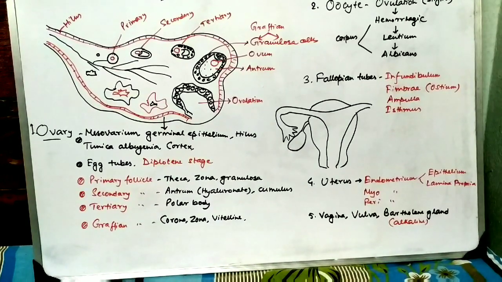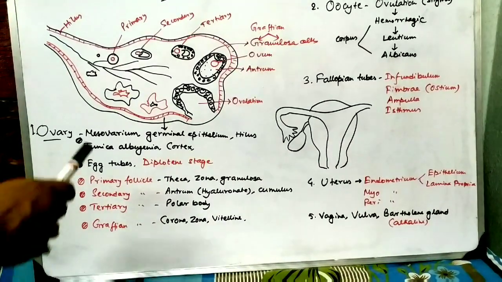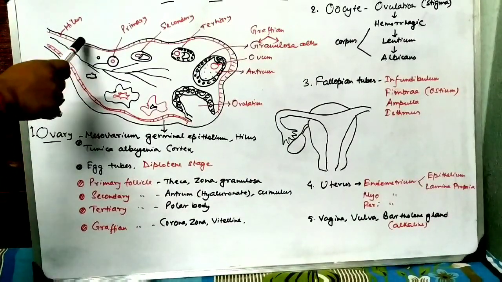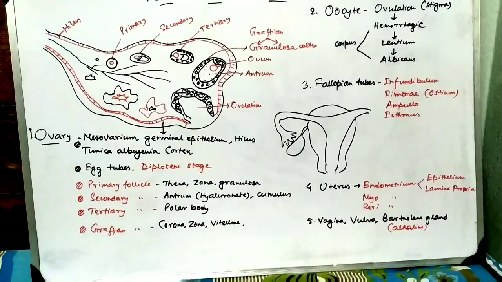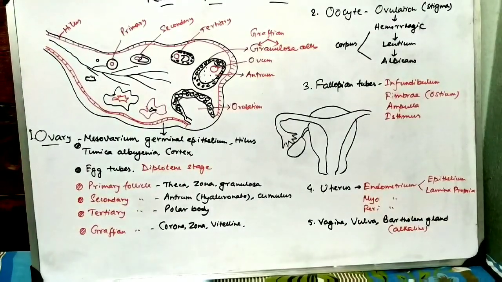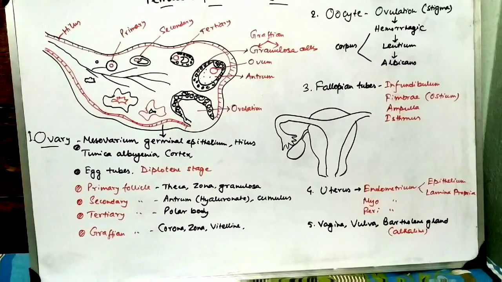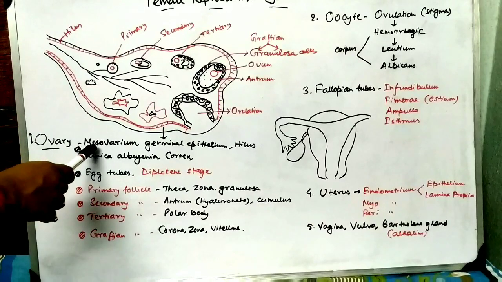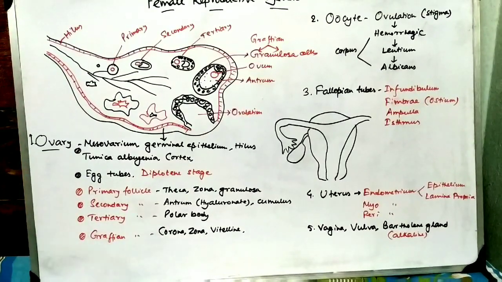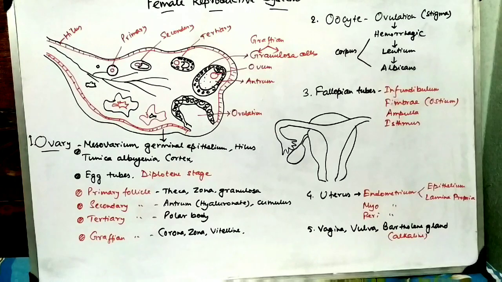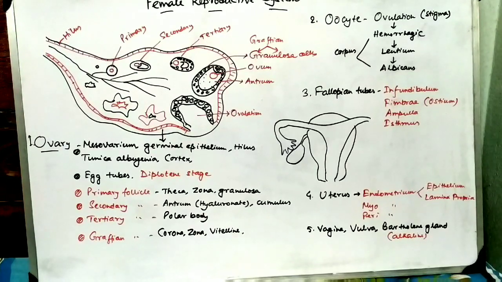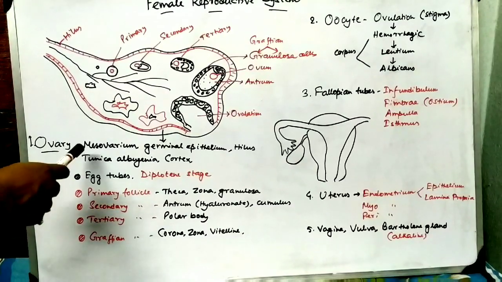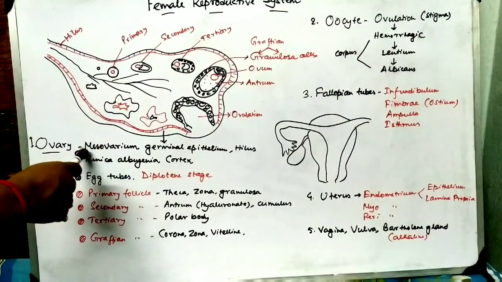Here we can see a diagram of the ovary, and it has several layers or coverings in its body. The first covering is the mesovarium. The mesovarium is the double layered peritoneal covering of the body which attaches the ovary with the body. It is the outermost layer of the ovary.